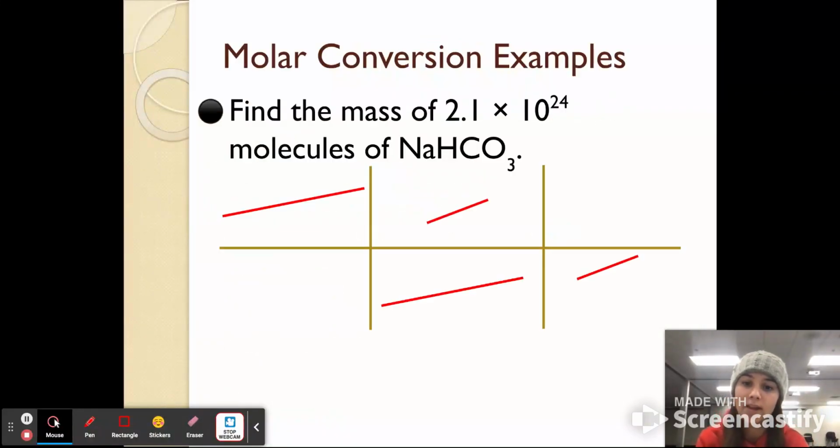All right, here we go. All right, a couple more example problems. Find the mass of 2.1 times 10 to the 24th molecules of NaHCO3. This is carbonic acid with sodium. Neat. Okay, anyways, so what you're gonna do, write down the known, write down my unknown. My known is 2.1 times 10 to the 24th molecules.